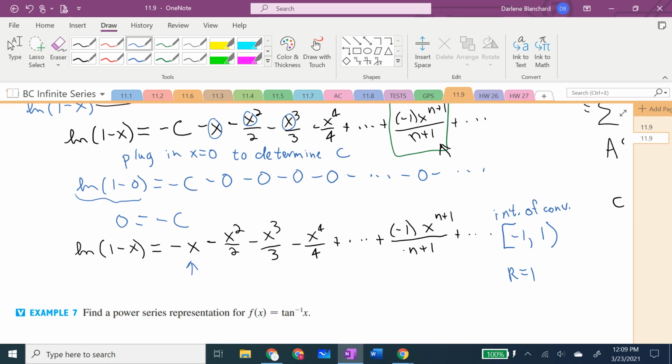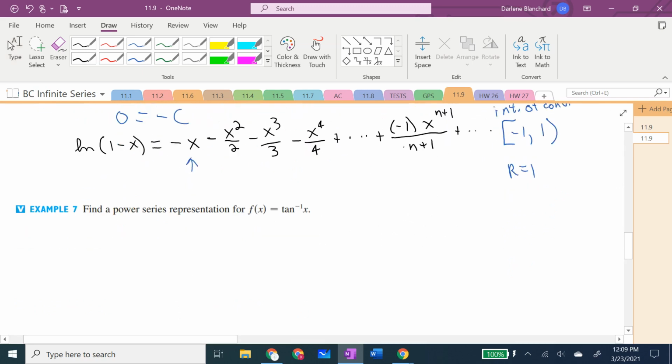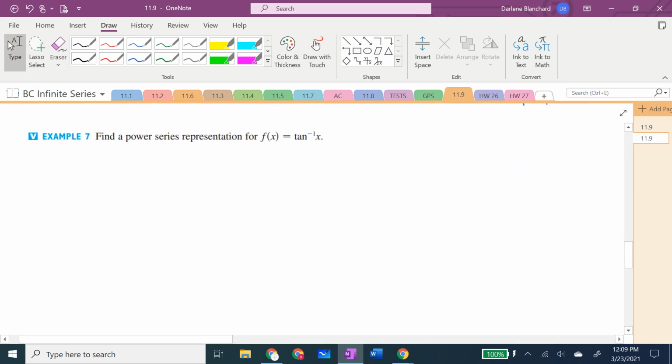All right. Now, one last example that needs to be done, and then we can look at some homework. Inverse tangent, does that look familiar?